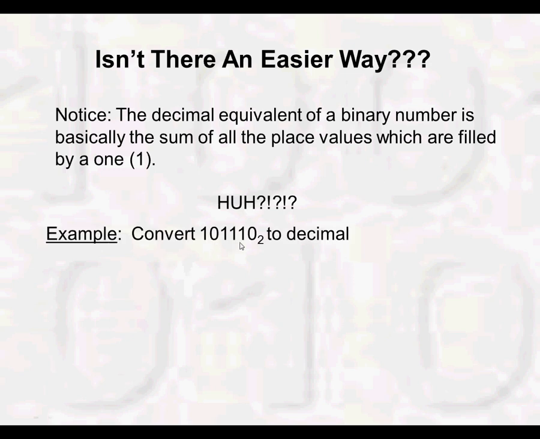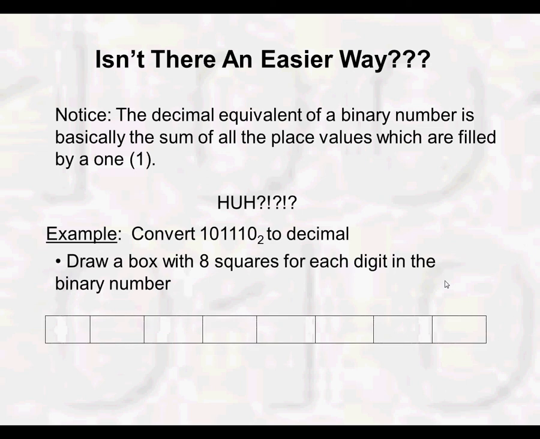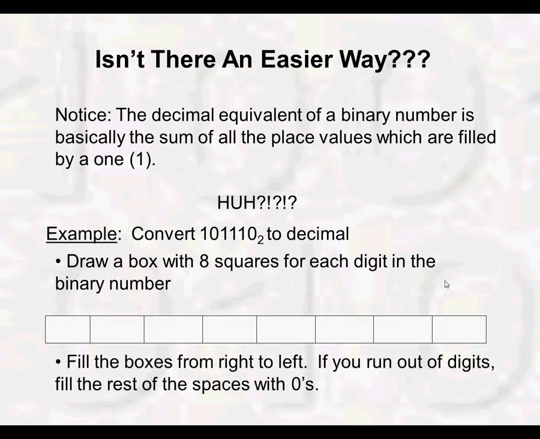I want to convert this number into its decimal equivalent. The easy way to do that is to draw a box with 8 squares for each digit in the binary number. So there's my 8 squares. I'm going to fill the boxes from right to left, and if I run out of numbers, I'm going to fill the extra ones with zeros. So 0, 1, 1, 1, 0, 1. That's the whole number, so I have extra spaces, I'm going to fill those with zeros.